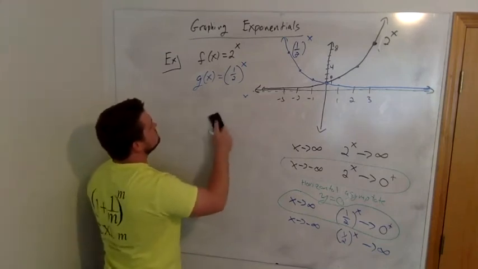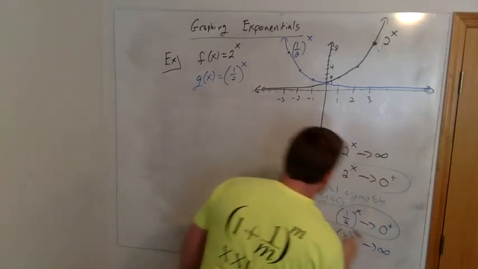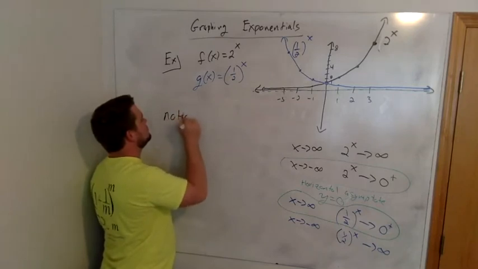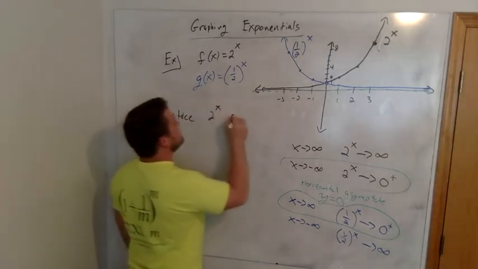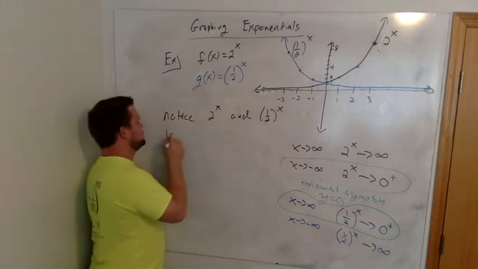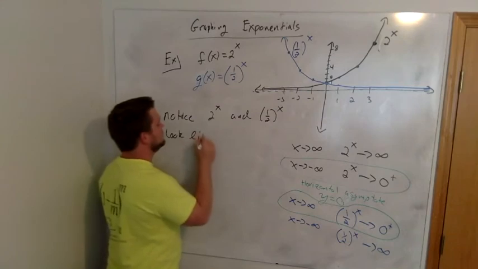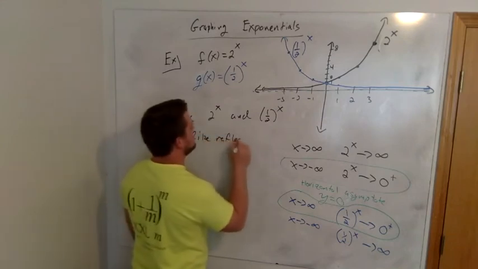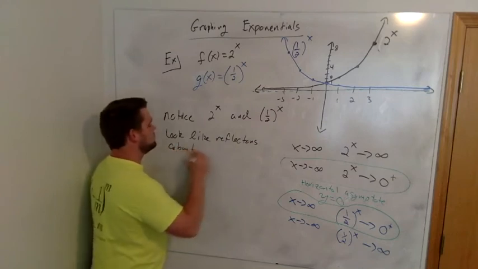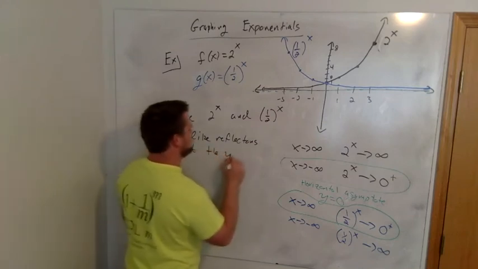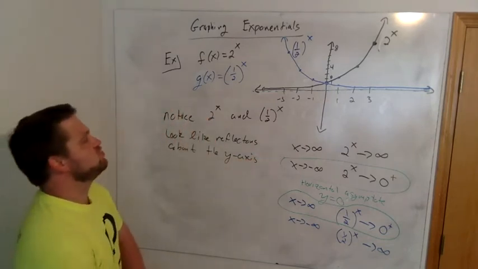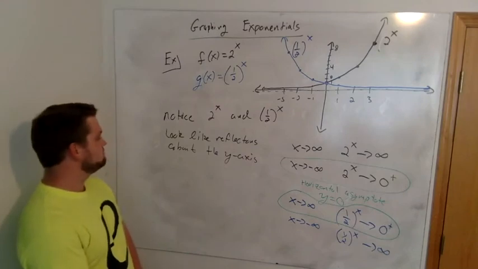Okay. So I'm going to say, notice 2 to the x and 1/2 to the x look like reflections about the y-axis. Maybe take a moment and think about why this is true in terms of transformations.